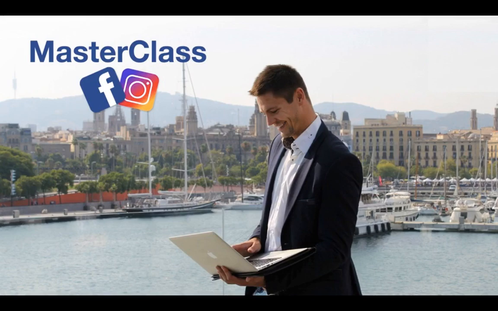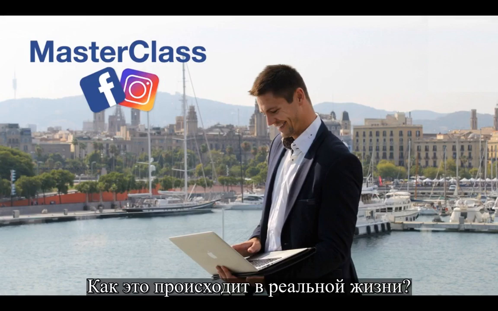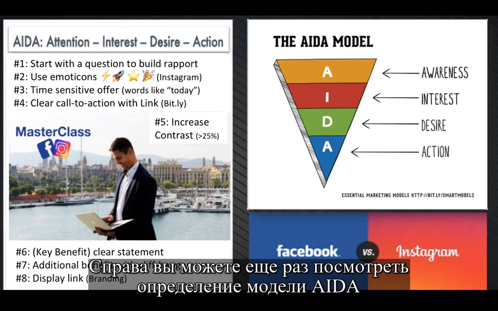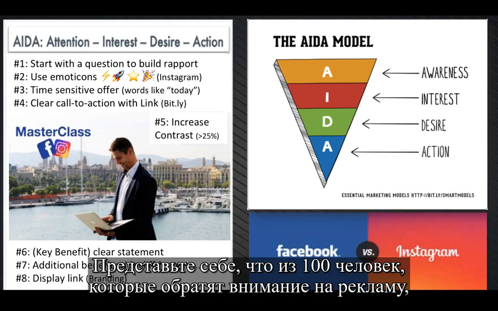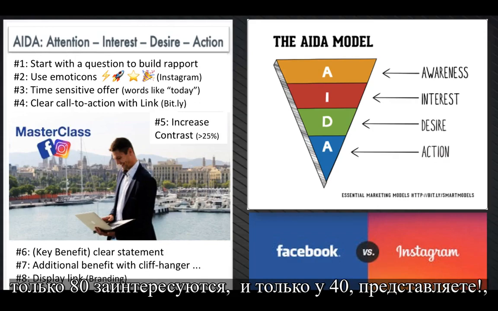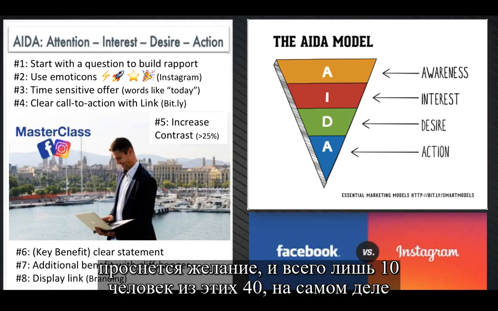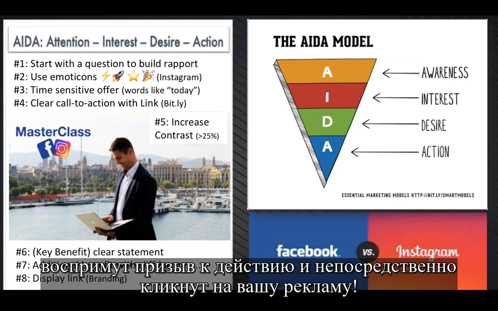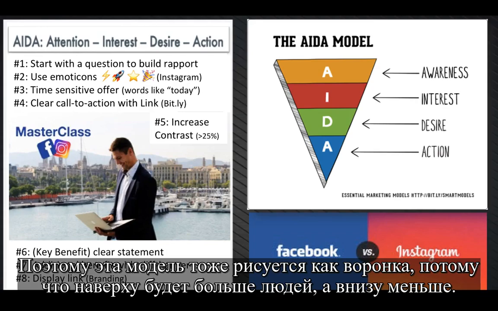Okay, so how does this actually work in real life? Here at the right top you see the definition of the AIDA model. Once again, it seems like a funnel, because imagine that from 100 people you get their awareness, only 80 you will get also the interest, and from them around 40, imagine, you will evoke the desire, and from those 40 only 10 will actually understand the clear call to action and would realize a click on your ad. So therefore it's also demonstrated as a funnel, because you will have more at the top and less at the bottom. And those are the 4 stages.